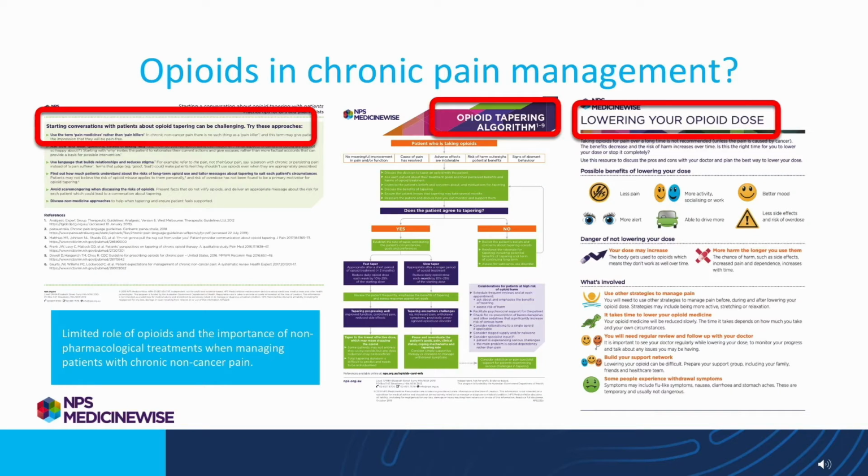And what we've found is that the evidence for use of opioid therapy in chronic non-cancer pain is limited, and the pendulum is now swinging the other way. And this is why we're now talking about lowering doses, tapering opioids, using non-opioid approaches to managing chronic pain. And this is the message that is coming across. There is a limited role of opioids, and the importance of non-pharmacological treatments when managing chronic pain is so important. So we're moving away from opioids, we're moving to non-pharmacological therapies to managing pain.